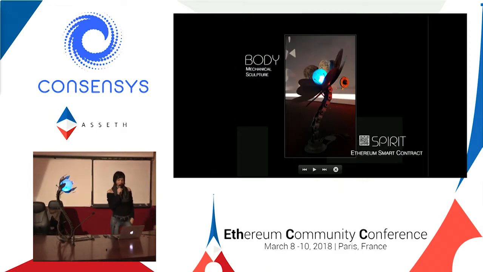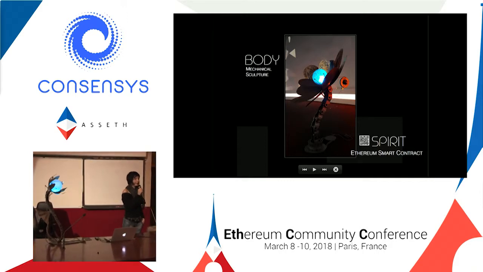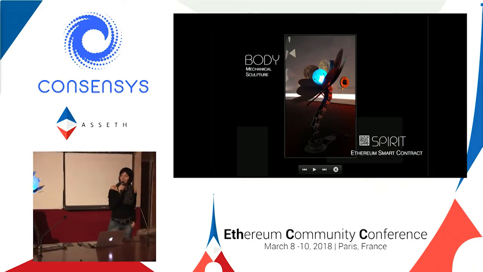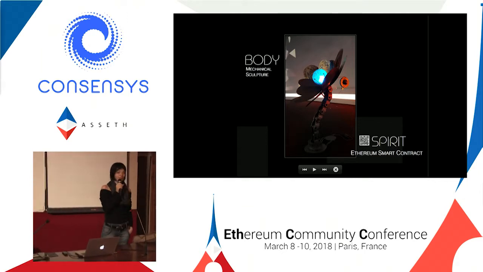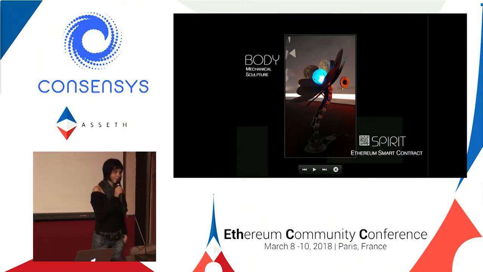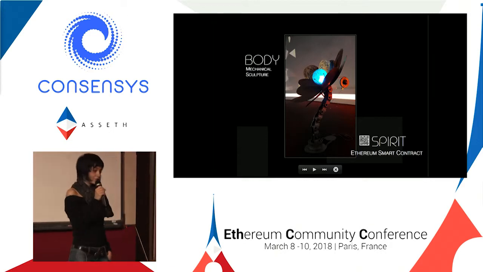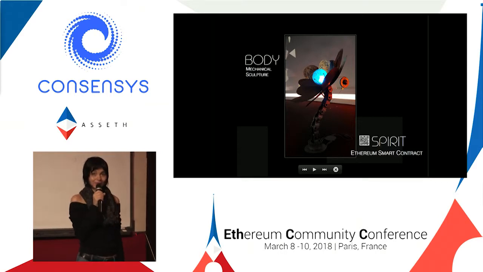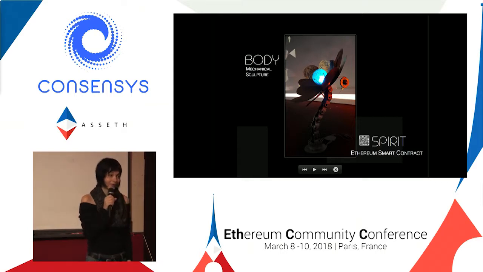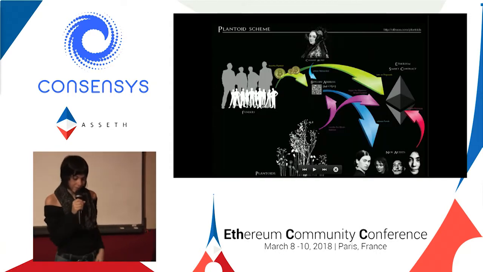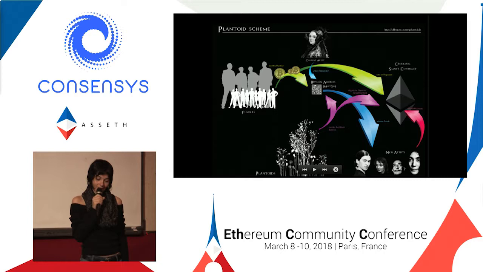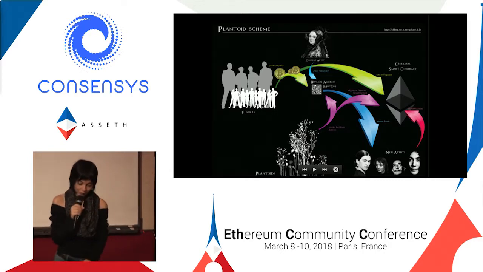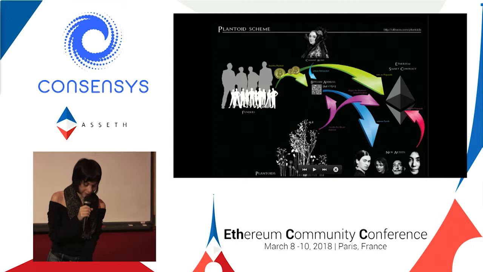And so the Plantoid is essentially made up of two distinct components. One is the body, which is a mechanical and electronic sculpture, and then the spirit or the soul of the Plantoid, which is essentially a smart contract on the Ethereum blockchain. And those two components interact with each other in order to bring the Plantoid to life and in order to enable it to reproduce itself. So this is the way in which the Plantoid operates, through the reproduction process. So we can go through every step.